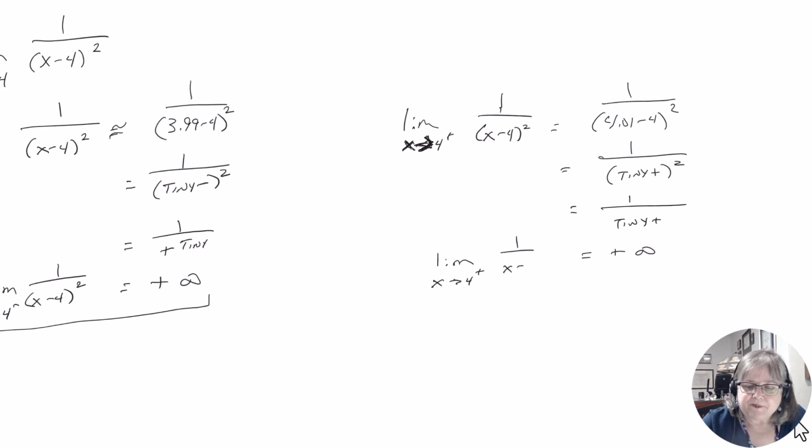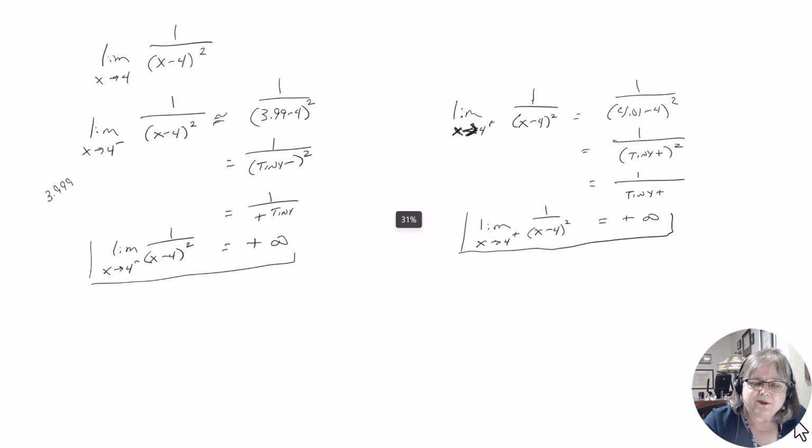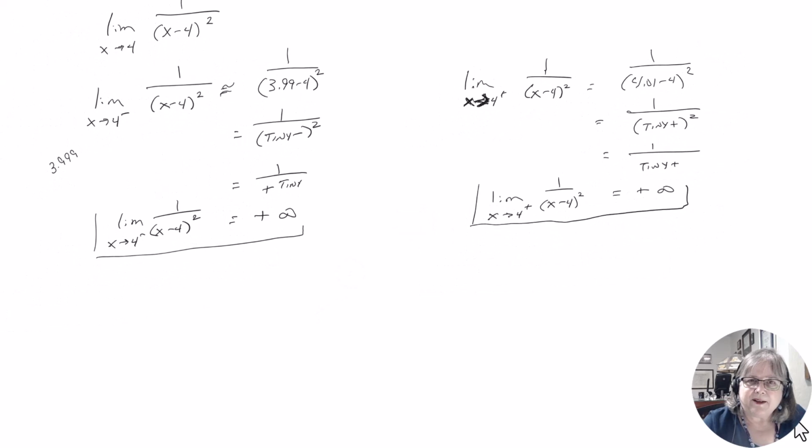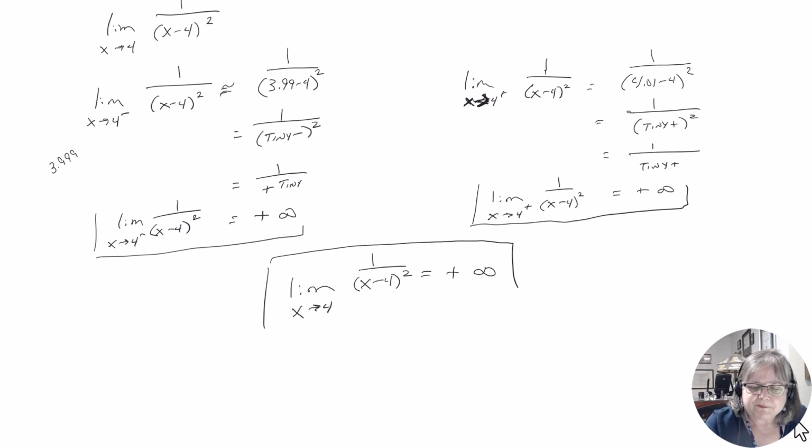Now, maybe they'll only ask you one side. You don't have to do this, but I kind of doubt it. All right. Since you have two sides on either side of a number that are going off in the same direction, we're going to say the limit as x approaches 4 of 1 over x minus 4 squared is positive infinity. Okay.